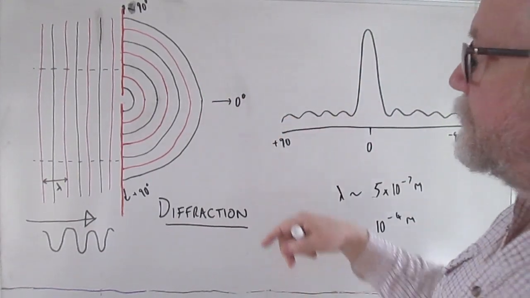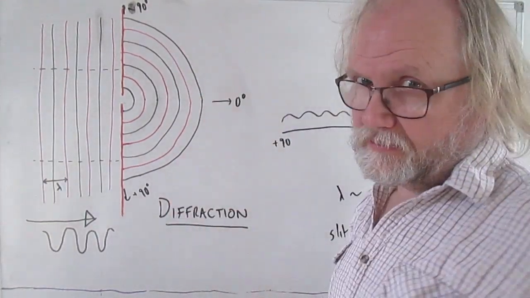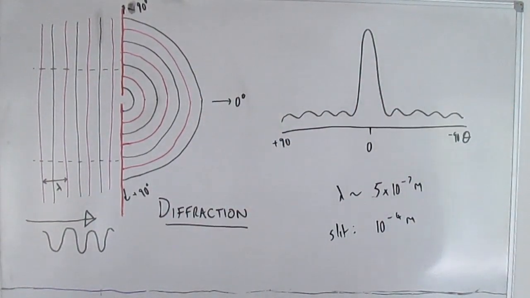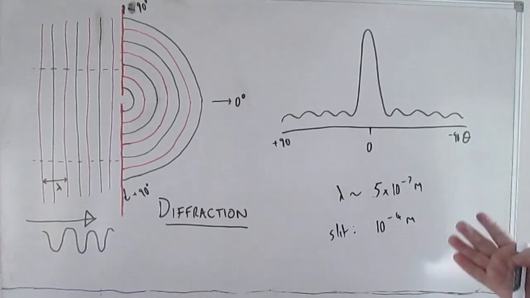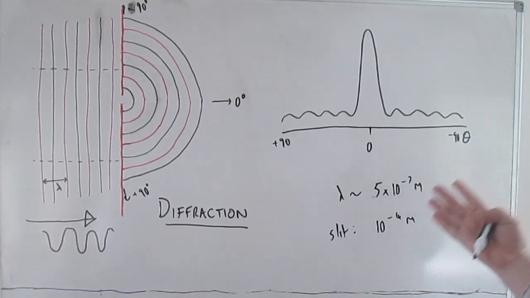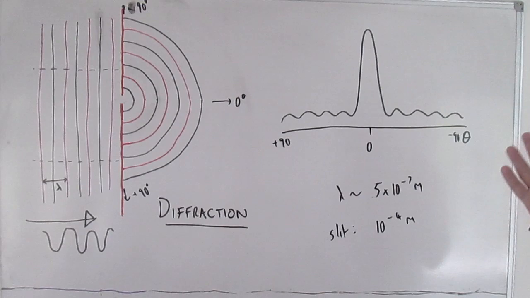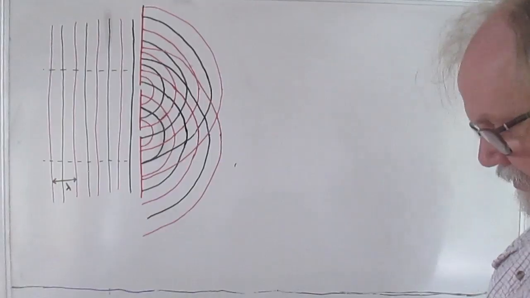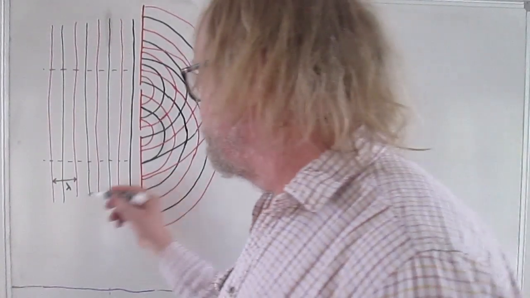If you could make smaller slits, then you would spread it out more. But you need to be aware of this pattern. This is what you get from a single slit, and that's going to be important when it comes to the double slit experiment. Okay, so now we've got the same situation.